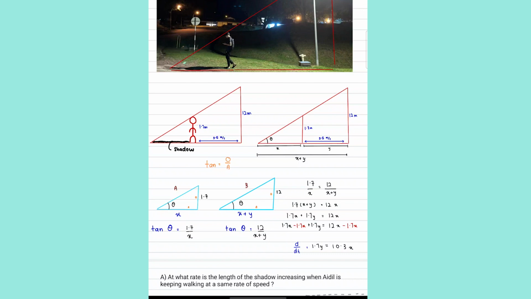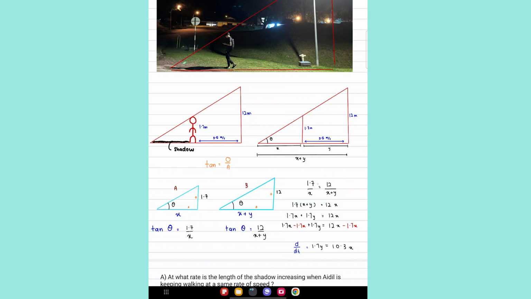Next one, the bigger one, we call it triangle B. We also use the same trigonometric formula, which is tan, and our opposite here is 12 and our adjacent is x plus y. So tan theta is going to be 12 over x plus y. Now, after we have both equations, we can do a simultaneous equation, and it will look like this: 1.7 over x equals 12 over x plus y.